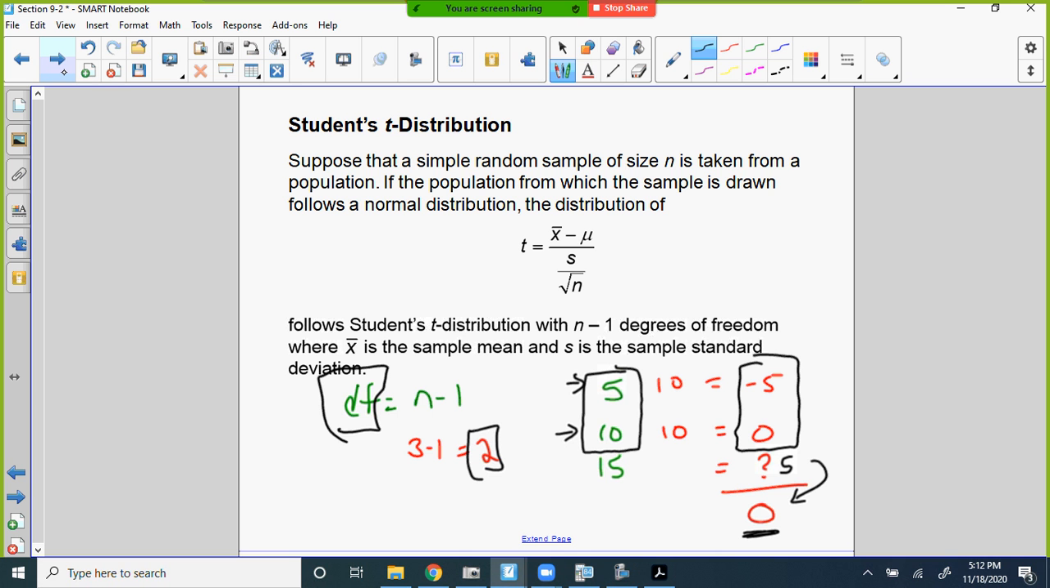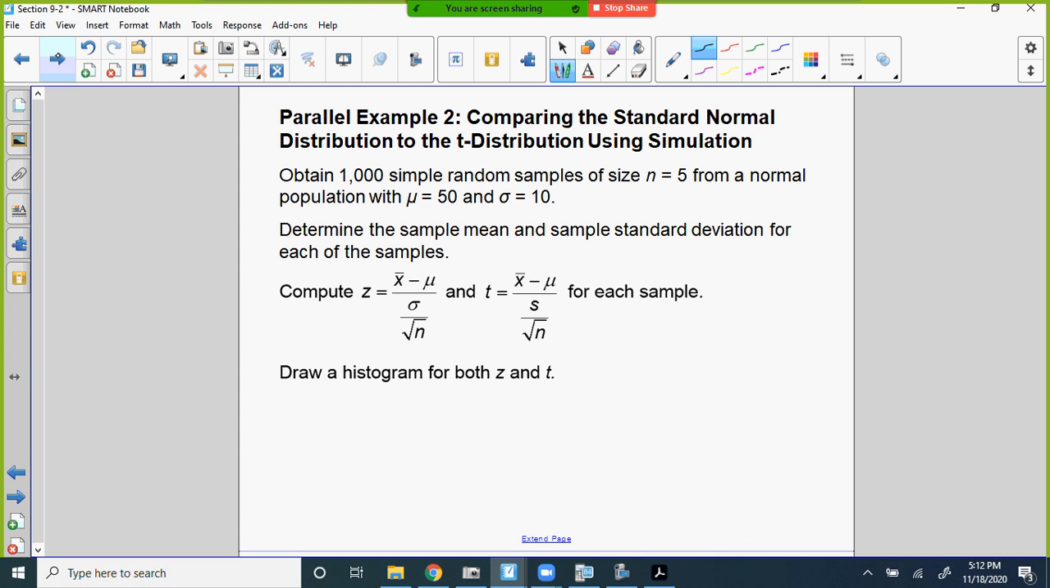It's just saying how many of the numbers can be changed in your sample. Okay, and then it tells you how many. If you have a sample of 15 and you have a degree of freedom of 13, well, you got 2 of them that are fixed, right? You got 13 of them that can vary. That's what it's talking about. All right, so we're going to compare a standard normal distribution to the t distribution using simulations, okay? And we're going to look at it in terms of histograms.